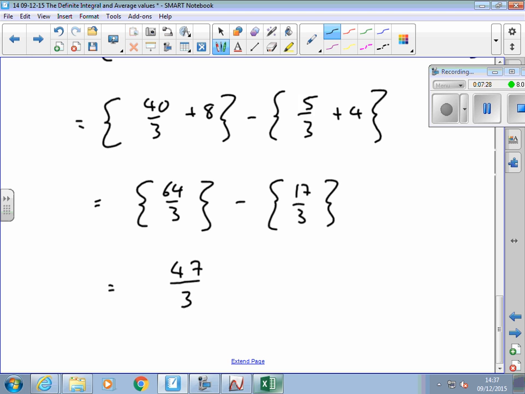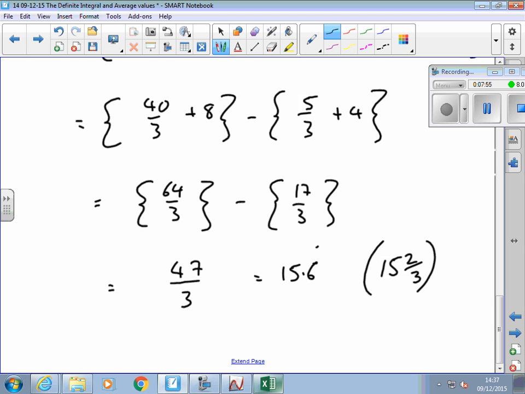And then, of course, as a decimal, I could work out how many 3s are there in 47. 15.6 recurring, isn't it? Which is, of course, 15 and 2 thirds, which is the exact answer.